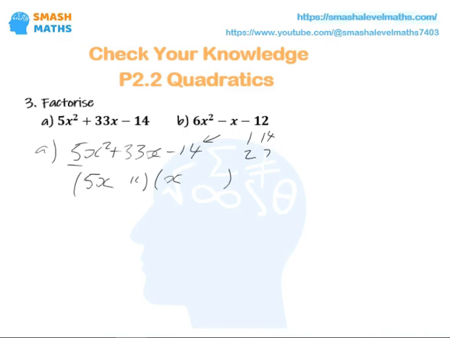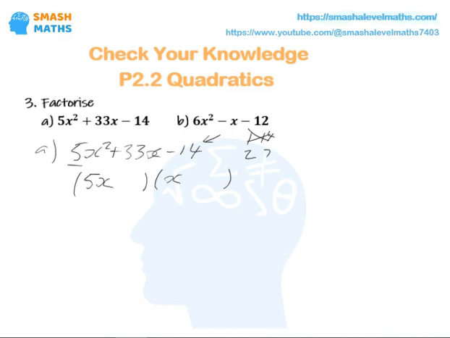Likewise, if I put the 14 there and the 1 there, I look at the middle bits. I'm going to get 14x from there. I'm going to get 5x from there. That leaves me with 19x. That's not going to work either. So we can get rid of those. The 14 and the 1 just isn't going to work. So let's just cross those out. And let's try the 2 and the 7.